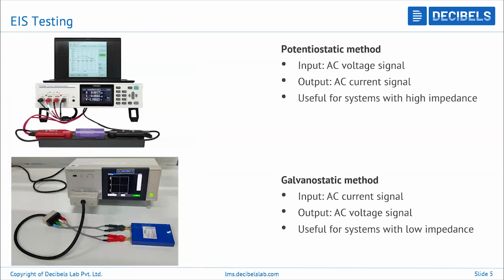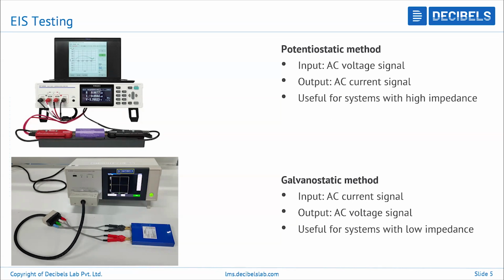So further elaborating on EIS testing, there are two types. One is a potentiostatic method, and the other one is a galvanostatic method. It depends upon what kind of control methodology you want to use, and also it depends upon what type of system we're analyzing.